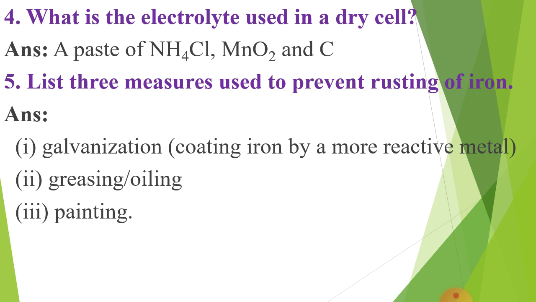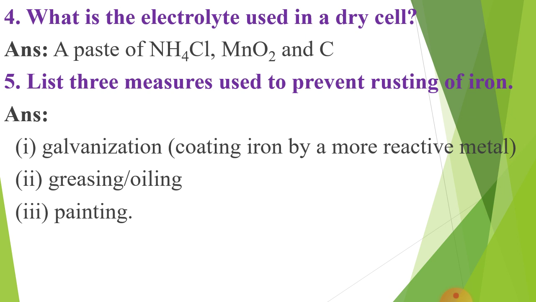Now question number 5. List 3 measures used to prevent rusting of iron. I have given about 6 points to prevent the rusting. Out of these, you have to write 3 here.